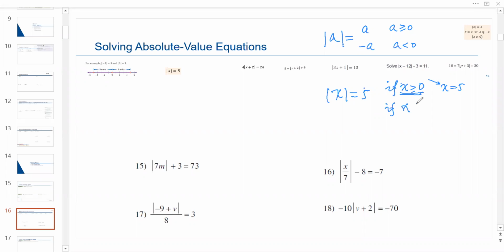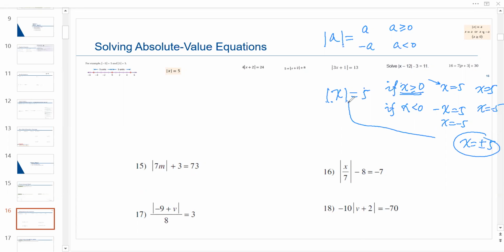If x is less than 0, when we get rid of the absolute value, it becomes negative x equals 5, so x equals negative 5. So we have two solutions. One is x equals 5. The other one is x equals negative 5. Combining these two, you can of course say x equals positive or negative 5.